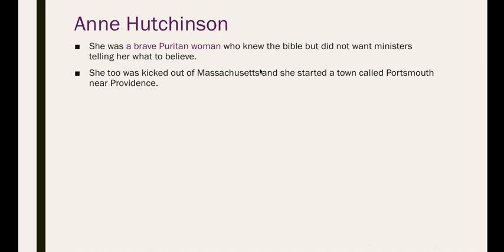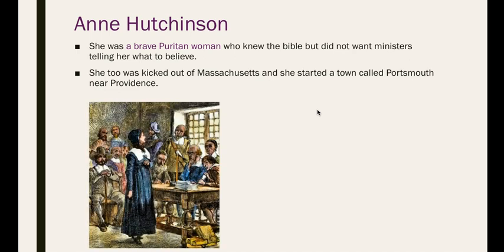In your next bubble or next circle, write Anne Hutchinson. And with that, write a brave Puritan woman. So she is a lot like Roger Williams. She knew a lot about the Bible, but didn't like what her ministers were telling her. She had her own beliefs based on the Bible, and she didn't like what she was being told to believe or do. She had her own thoughts. So she was also kicked out of Massachusetts, and she started a town called Portsmouth near Providence, a lot like Roger Williams. That's kind of what she looked like.